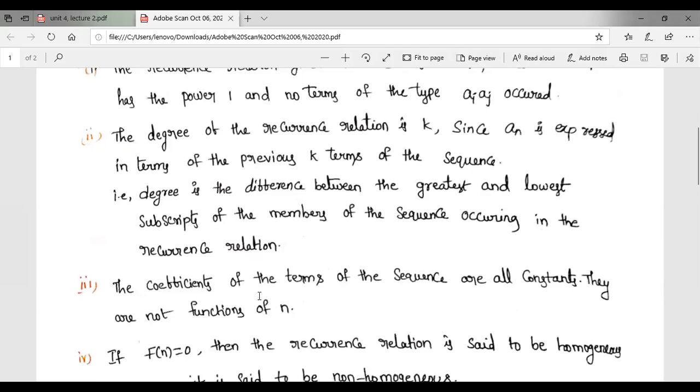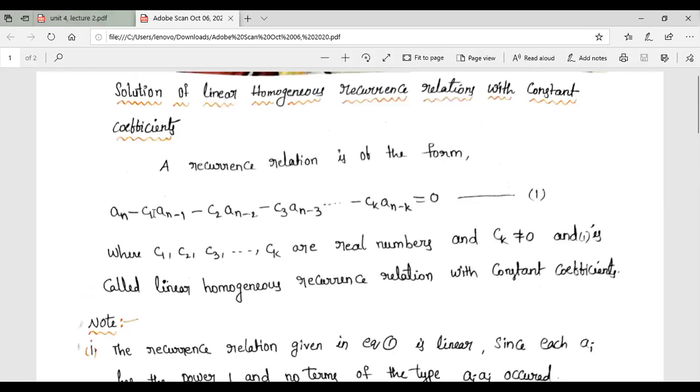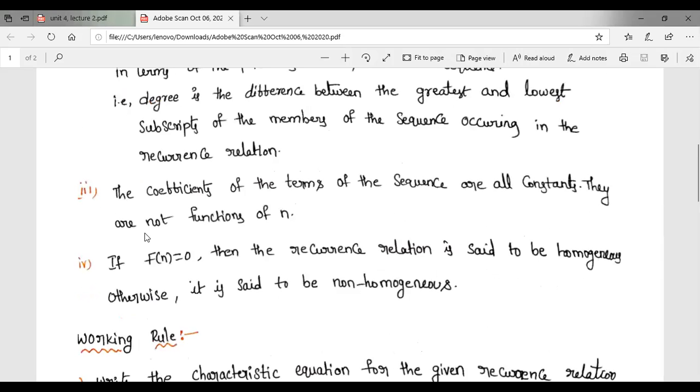And the coefficients of the terms of the sequence are all constants. So the coefficients means c1, c2, c3, ck. These are all only real numbers, constants only, not functions of n. So the coefficients of the terms of the sequence are all constants. They are not functions of n. If a function of n appears, that is not a linear homogeneous equation.